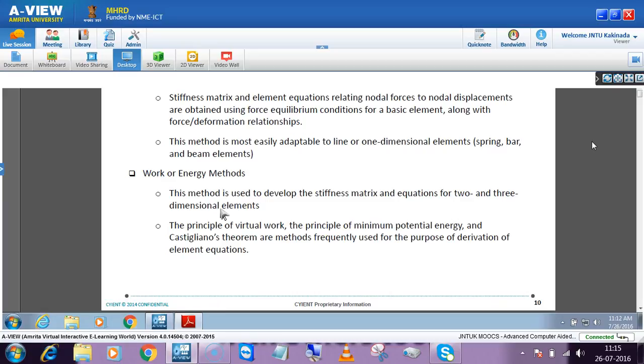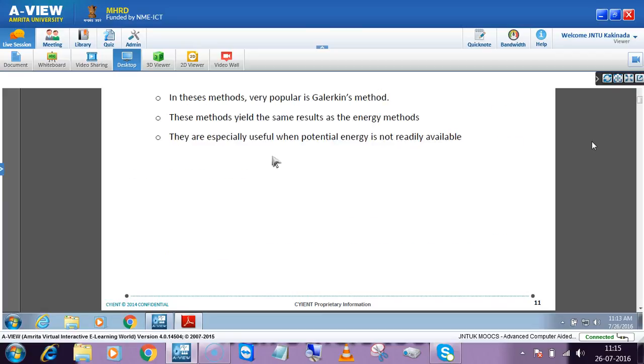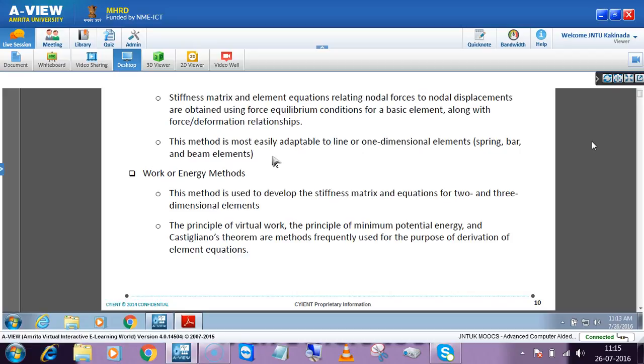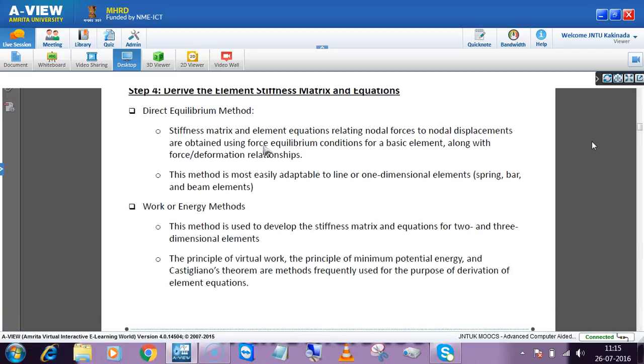So once we establish relationships, we need to work on deriving the stiffness matrix and equations. There are several methods involved here: direct equilibrium method, work energy methods, and methods of residuals. These are some of the methods available. So the stiffness matrix and element equations relating nodal forces to nodal displacements are obtained using force equilibrium conditions at a basic element along with the force and deformation relationship.